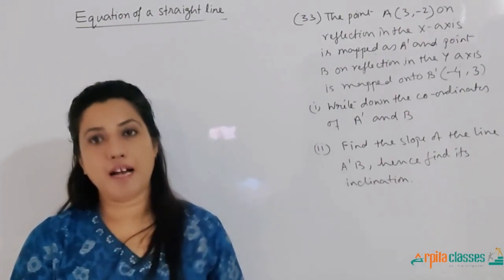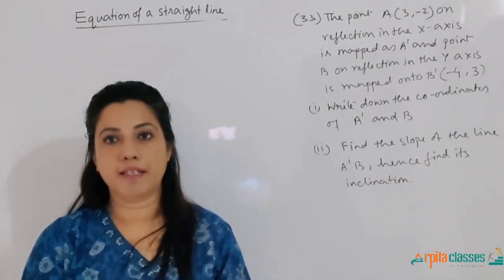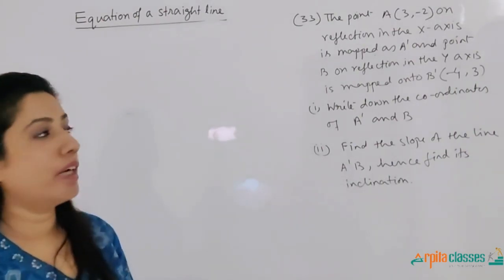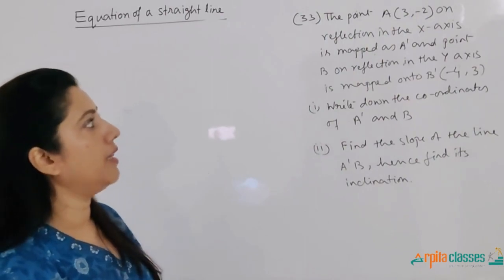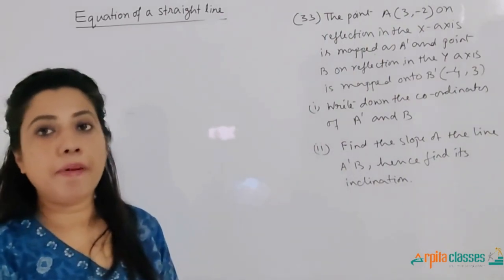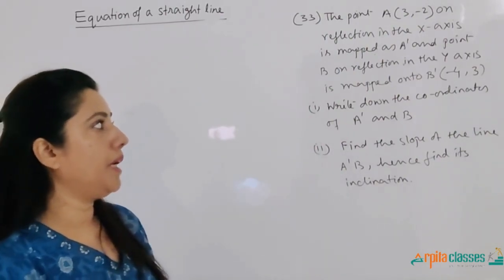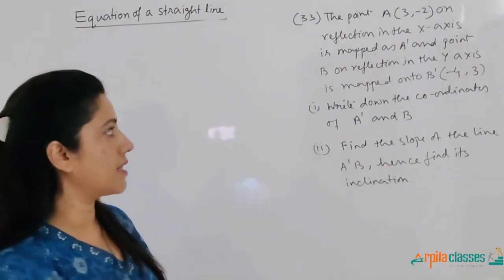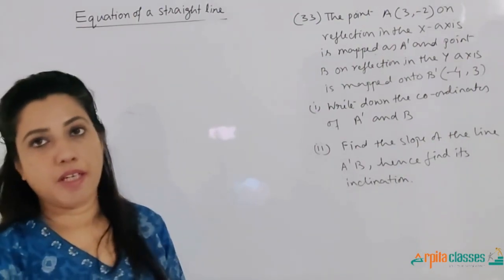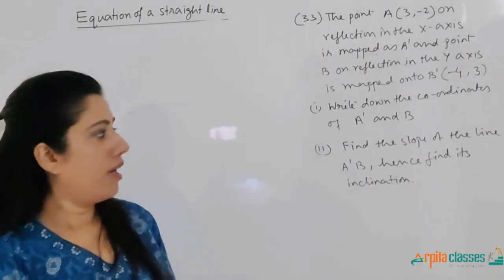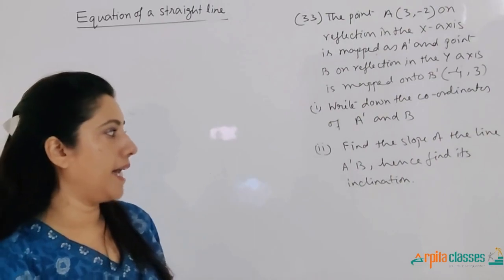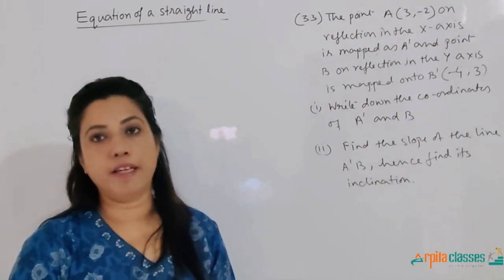So we have reached the last question of exercise 12.1, that is question number 33. The point A, 3 comma minus 2, on reflection in the x-axis is mapped as A dashed, and point B on reflection in the y-axis is mapped onto B dashed. Write down the coordinates of A dashed and B. Also find the slope of the line A dash B, hence find its inclination.